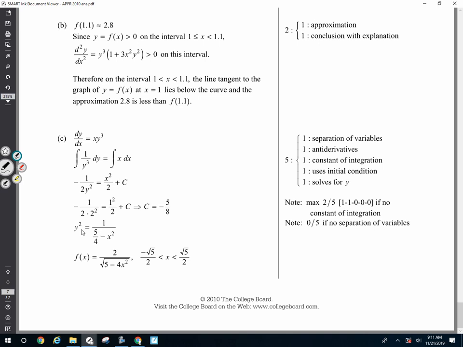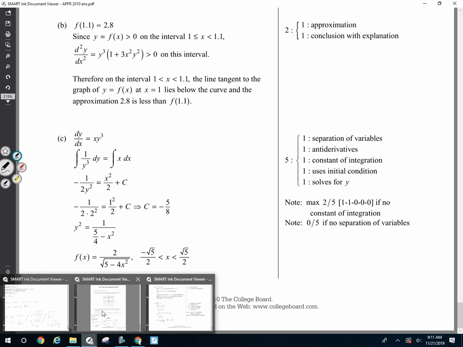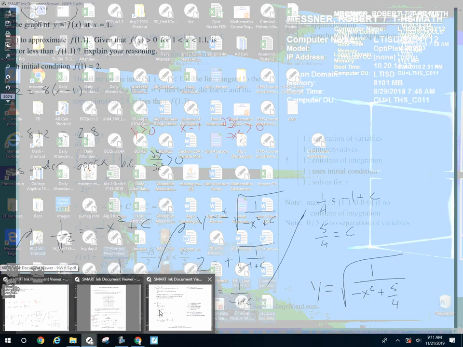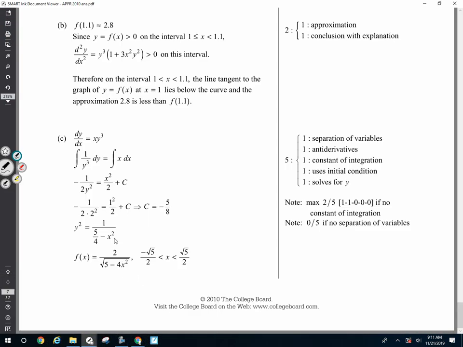Solving, y is equal to the positive root 1 over 5/4 minus x squared. What did I have? Minus x squared plus 5/4. They then multiply the top and bottom by 4. You do not have to multiply the top and bottom by 4. And then when you square root, you don't have to square root the top to get 2. Our answer is fine.